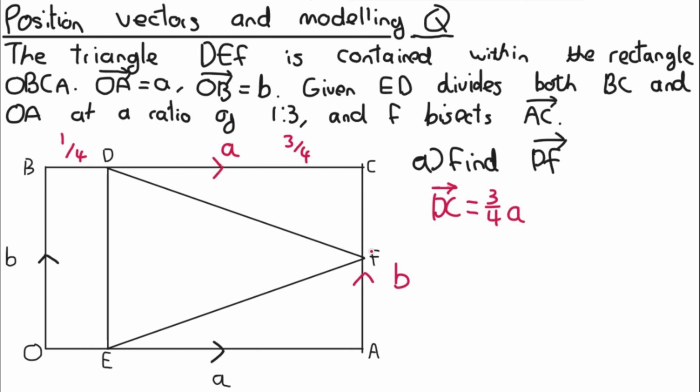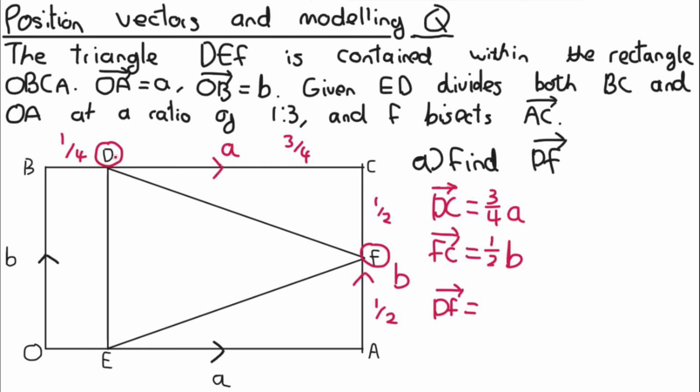We can also figure out CF, or FC more specifically, because we know what AC is, it's B, and because we're told that F bisects AC, remember bisects means it puts it into two equal segments, then what that means is this is going to be a half and a half. So therefore FC is going to be half of B, and therefore we can figure out DF.